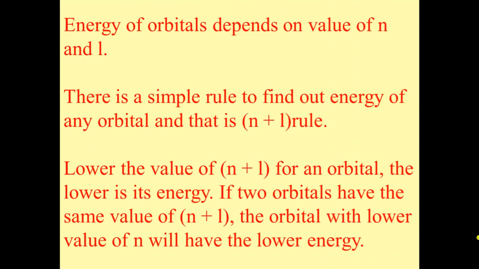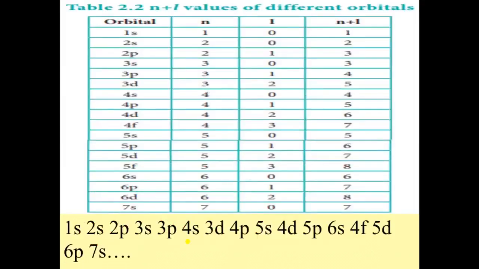So here there is a simple formula that is known as the n plus l rule. Lower the value of n plus l for an orbital, the lower is its energy. If two orbitals have the same value of n plus l, the orbital with lower value of n will have the lower energy. So here this is the table.